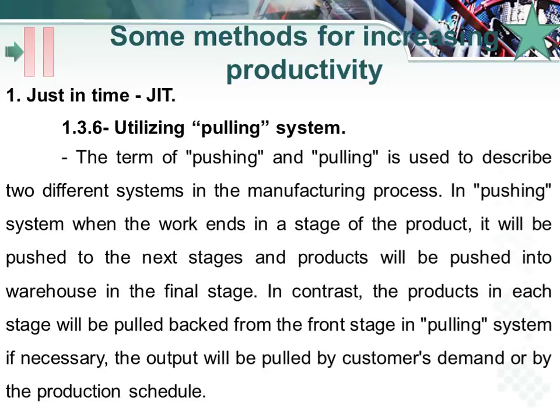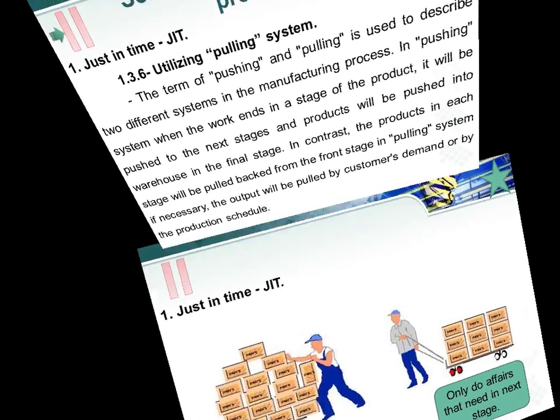6. Utilizing a pulling system. The terms pushing and pulling are used to describe two different systems in the manufacturing process. In the pushing system, when the work ends in a stage of the product, it will be pushed to the next stage and the product will be pushed into the warehouse in the final stage. In contrast, the products in each stage will be pulled back from the previous stage in the pulling system if necessary. The output will be pulled by customer demand or by the production schedule.